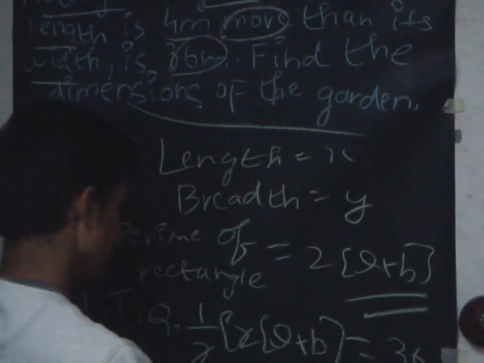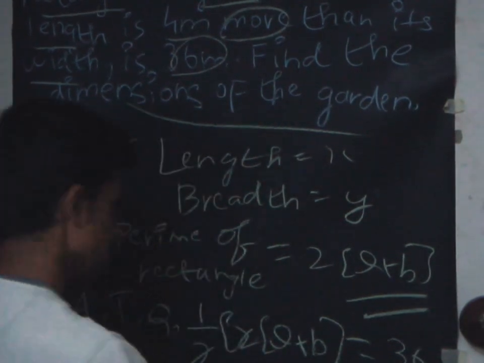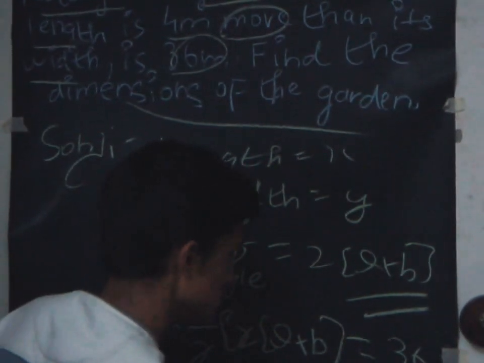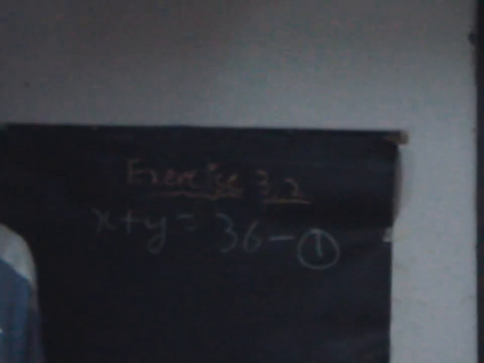The 2 will cancel with the 2. L plus B into 1 is L plus B, which is equal to 36. L plus B you can write as x plus y is equal to 36. This will be the first equation. Let us do the second equation on the next page, so this will be the continuation.